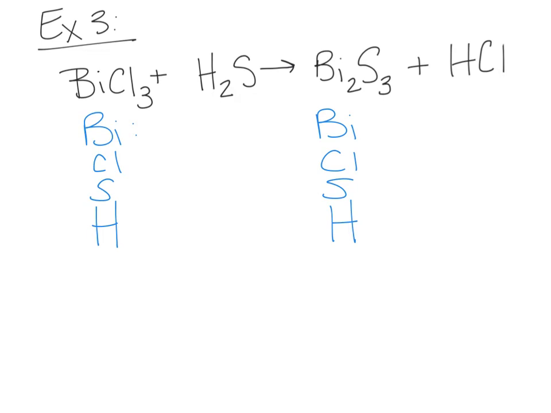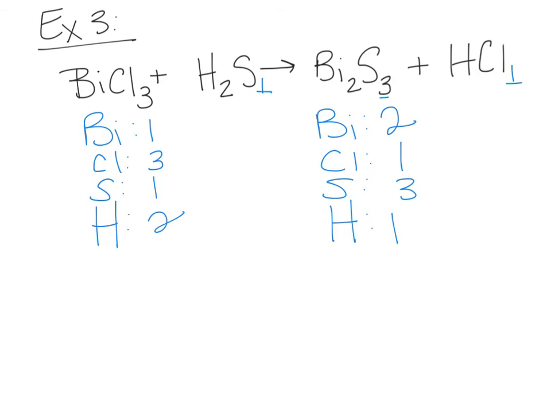Now, that's bismuth, so this is an I and not a 1. Bismuth does not have a subscript, so that means that there's only 1 on the left-hand side, and on the right hand it has a subscript of 2. Chlorine has a subscript of 3 on the reactant side, and on the product side we just have 1. Sulfur on the reactant side doesn't have a subscript, so we say that it has 1, and sulfur on the product side has a subscript of 3. And then hydrogen, there are 2 on the reactant side, and on the product side there is 1.